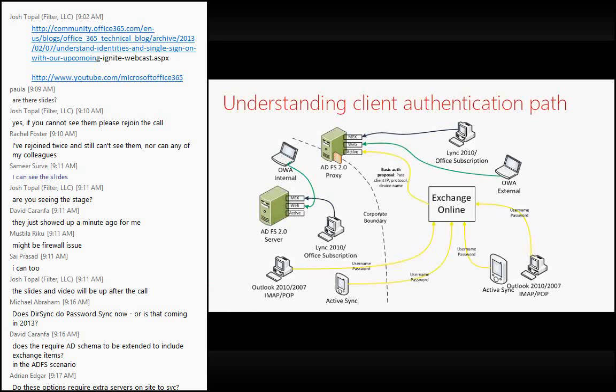So if I'm on the internal network, we can see we've got a dotted line cutting straight through the ADFS proxy server, and that's the corporate boundary. Anybody to the left of that is on the internal network, and anybody to the right, where Exchange Online is showing in this diagram, is effectively out on the internet. So depending on where you are and what you're accessing with regards to Office 365 depends on how you access that particular service and how that authentication path is processed.